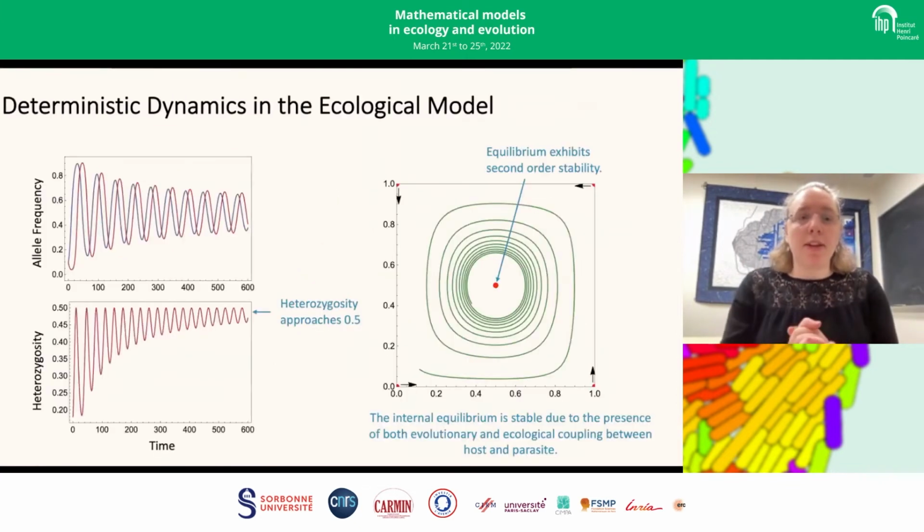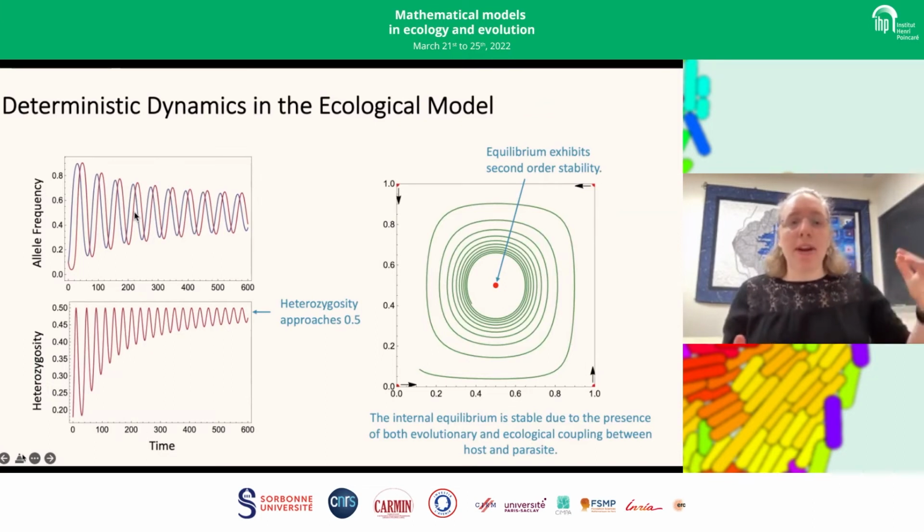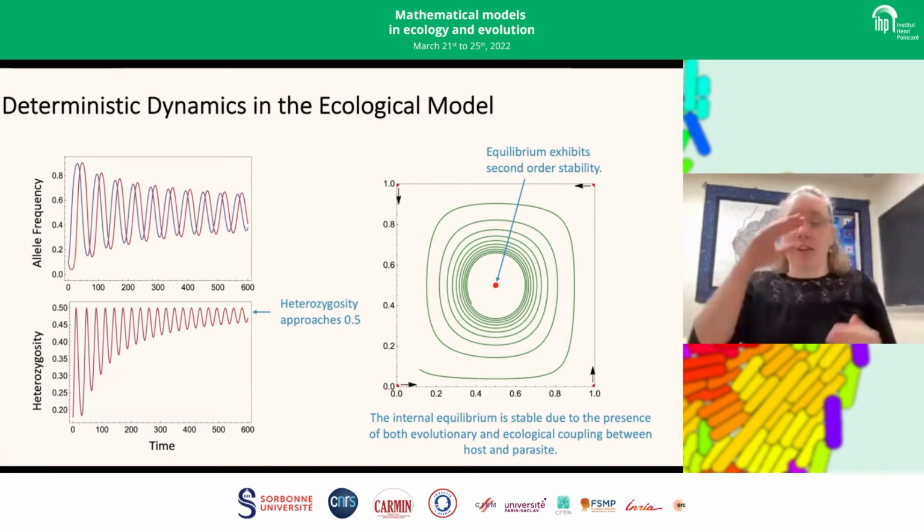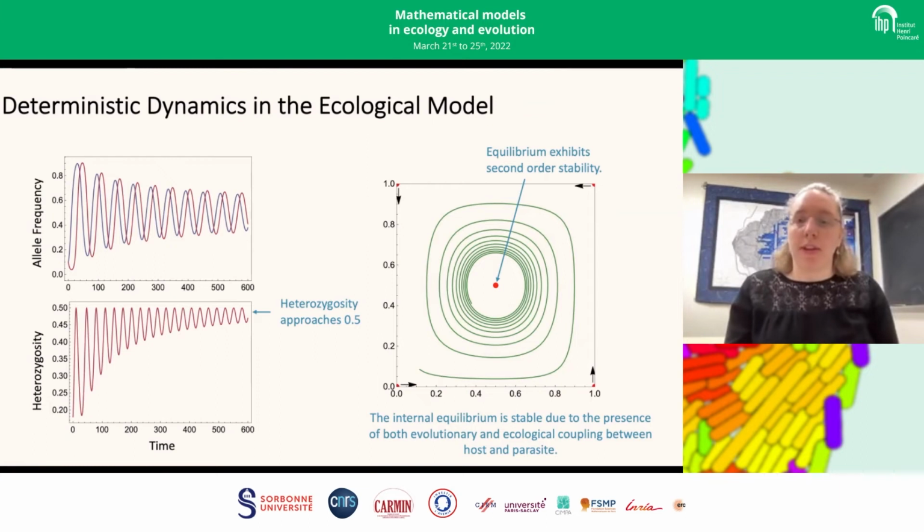What do we see in this case? Well, let's first look at the limit of infinite population size. Here we see those fluctuations in the allele frequencies, but now they're slightly cycling in. So they slowly cycle in toward this interior point.